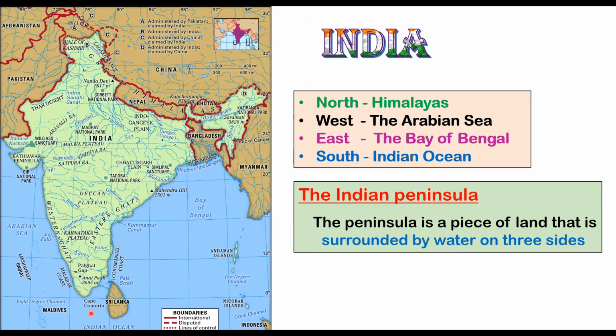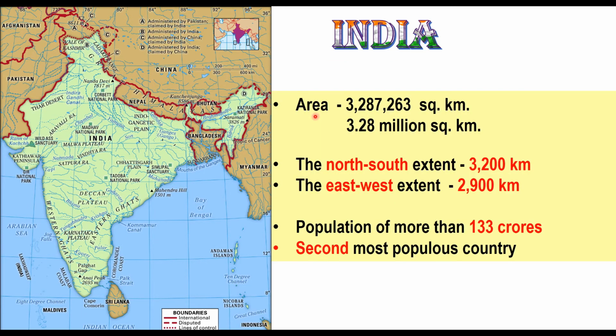the Indian Peninsula. What is Indian Peninsula? The peninsula is a piece of land that's surrounded by water on three sides. So three oceans surround the Indian Peninsula. India has an area about 3.28 million square kilometers. The north-south extent from Kashmir to Kanyakumari is about 3,200 kilometers. And east-west from Arunachal Pradesh to Kutch in Gujarat is about 2,900 kilometers.